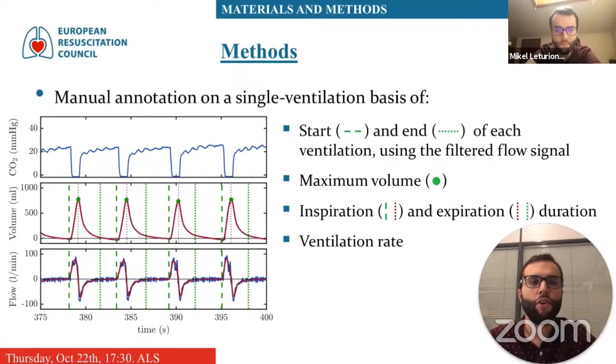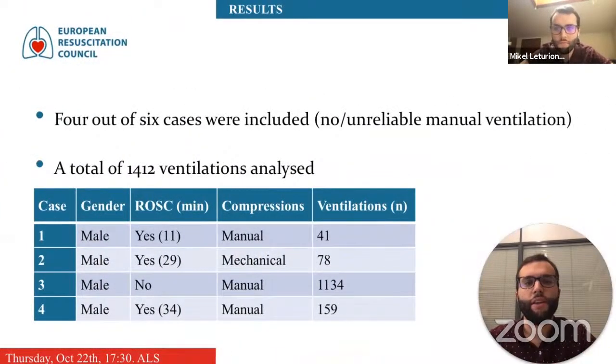Then, the maximum volume value and time were annotated, using the volume signal. Using these annotations, inspiration and expiration durations were computed. Finally, ventilation rate was also annotated. 4 cases met the inclusion criteria, all of whom were male. The other 2 cases presented unreliable manual ventilations or just mechanical ventilations. 3 of the patients achieved ROSC during resuscitation and 1 of them received mechanical chest compressions using the Lucas device. Overall, a total of 1,412 ventilations were annotated.